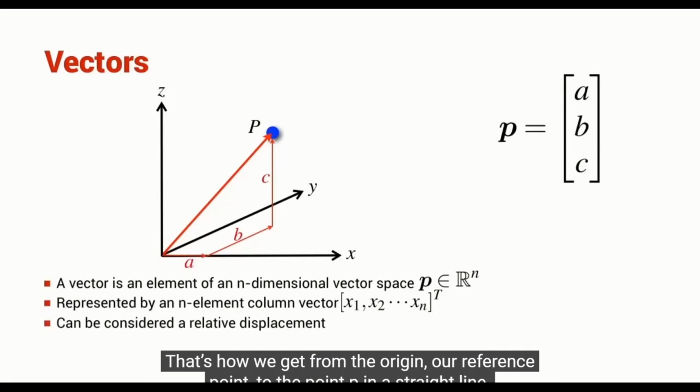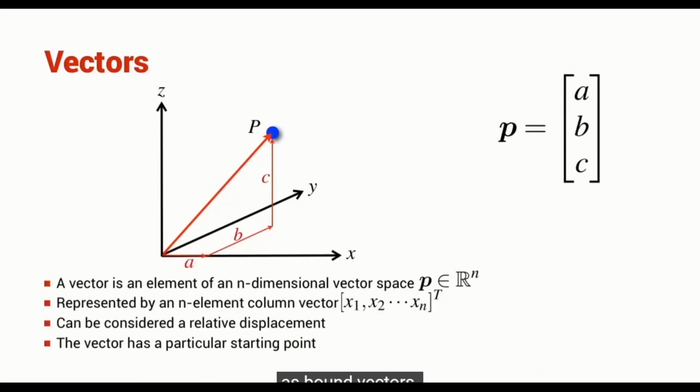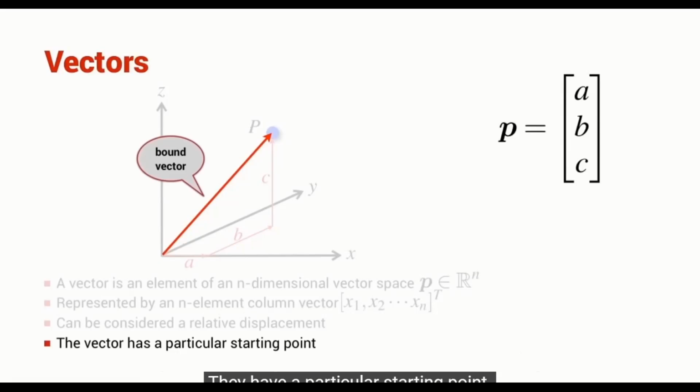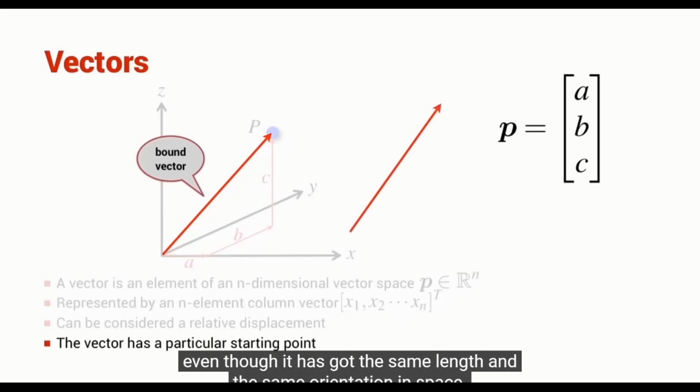That's how we get from the origin, our reference point, to the point P in a straight line. All the vectors that we're going to consider start at the origin. So we refer to these as bound vectors, to have a particular starting point. And that means that the vector shown here in red is different to this vector shown here, even though it has got the same length and the same orientation in space.